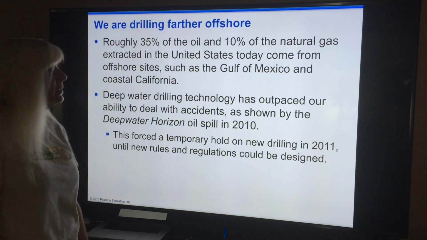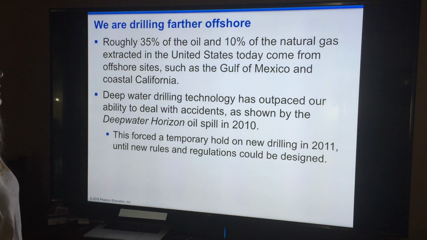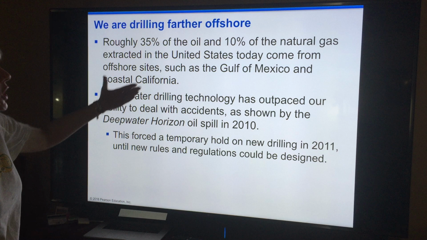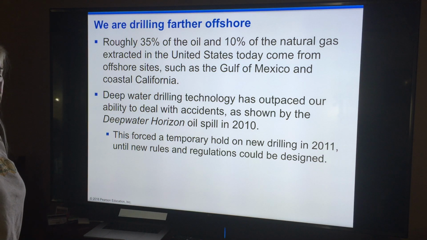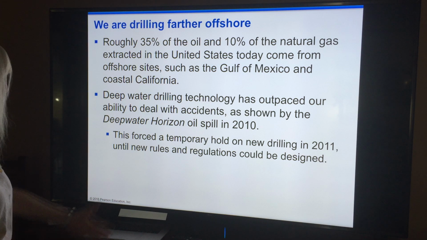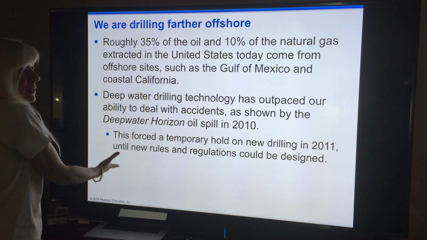Knit some masks. Okay. Roughly 35% of the oil and 10% of the natural gas extracted in the U.S. comes from offshore sites such as the Gulf of Mexico and coastal California. How'd that work for us? Deepwater drilling technology has outpaced our ability to deal with accidents, as shown in the Deepwater Horizon oil spill.